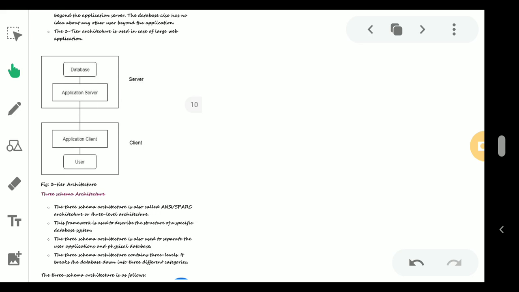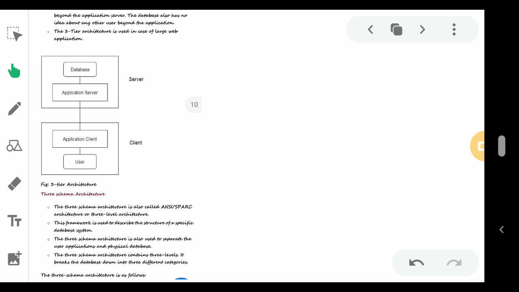So what is the difference between 2-tier and 3-tier architecture? In 2-tier architecture there is one interface, that is, the application program can directly interact with the server. But here in the 3-tier architecture, the user and application program interact with the server application program. Then the server application program will directly interact with the main server, that is the database.